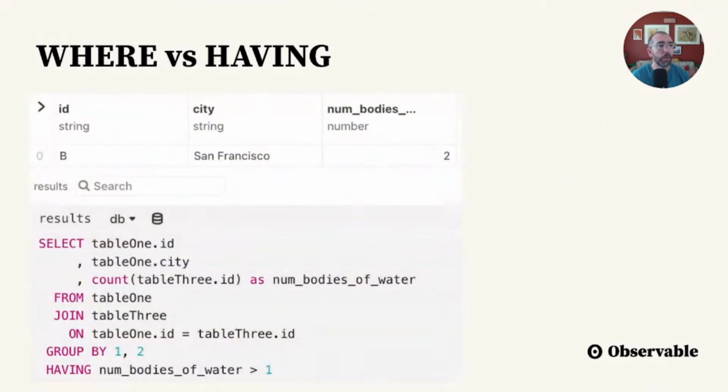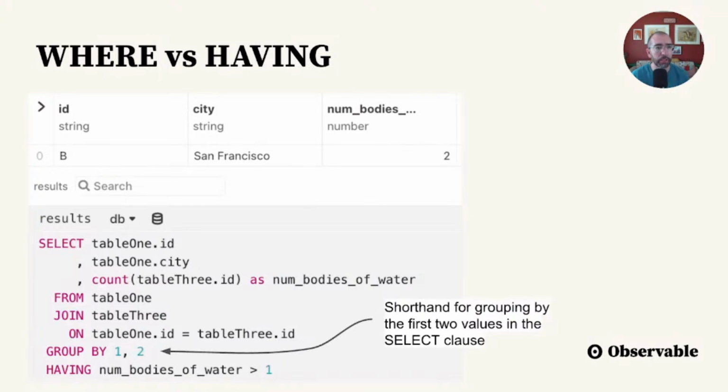So here we're doing that same query as before. So we're looking at the city, the number of bodies of water. But here we're going to filter where the number of bodies of water is greater than one, which was only San Francisco before. So since that's a computed value, I have to do that in the having clause. I can't do that in my where because it has to be aggregated first.